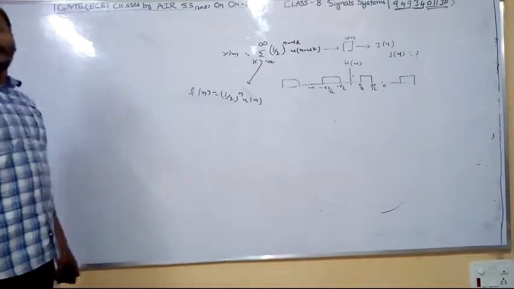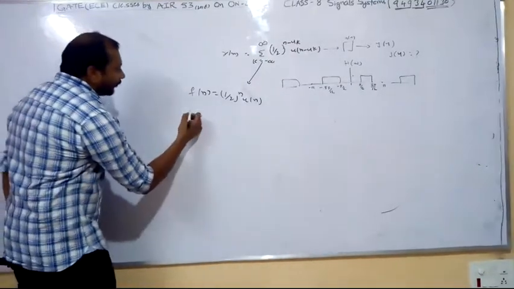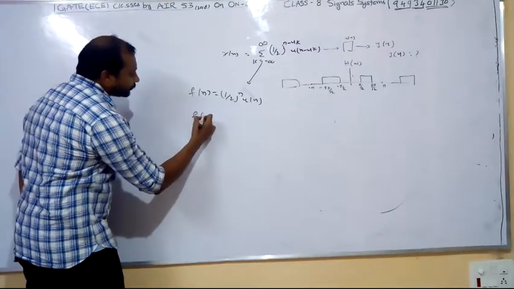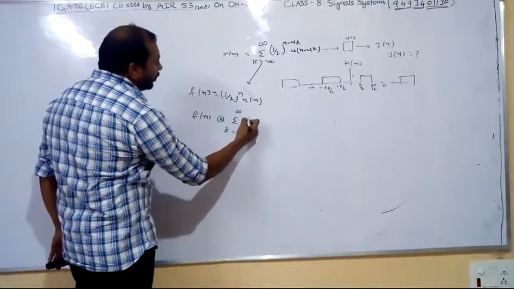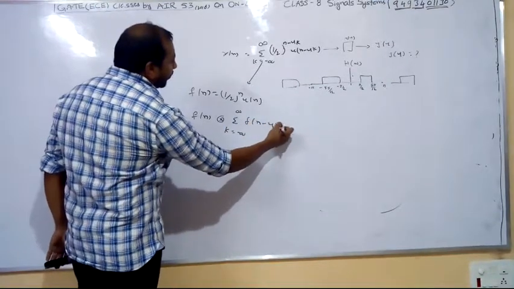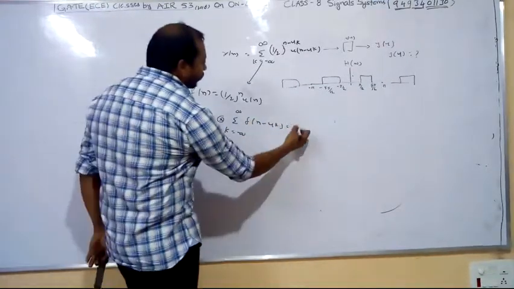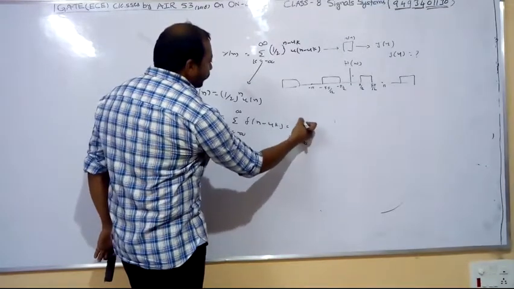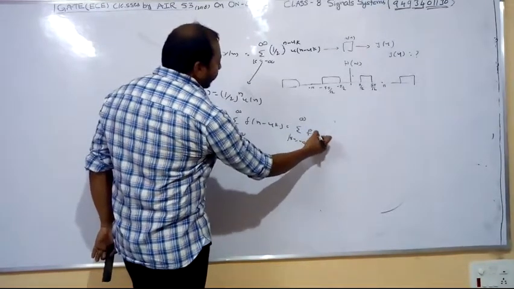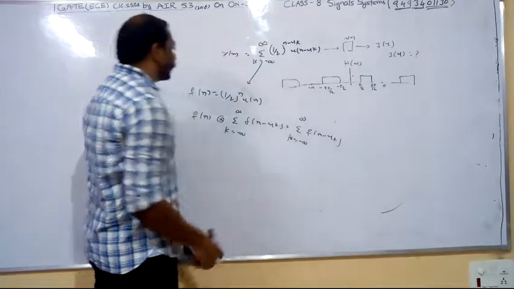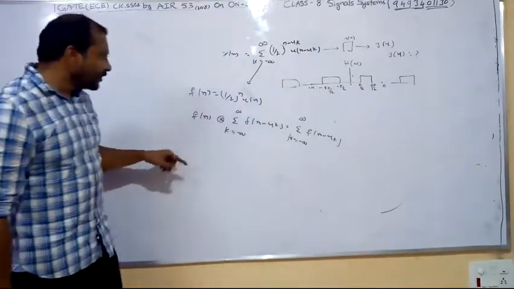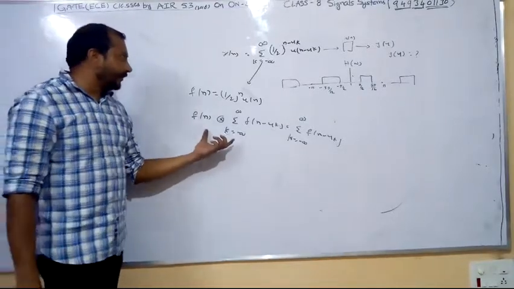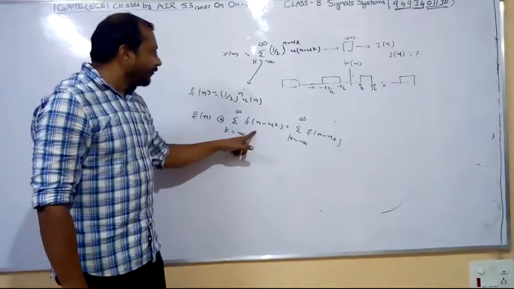Minus infinity, this is the signal they have given. Now I am convolving this signal f of n with summation k from minus infinity to infinity of delta of n minus 4k. The corresponding signal is sigma over k of f of n minus 4k only. Here f of n equals (1/2)^n u of n, and the corresponding signal can be represented as f of n convolved with delta of n minus 4k.